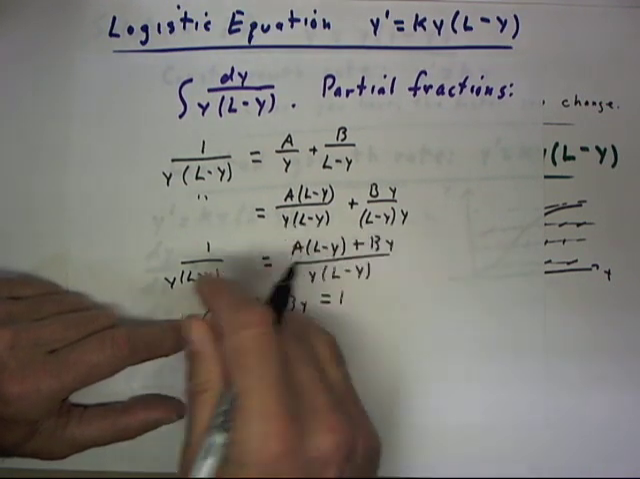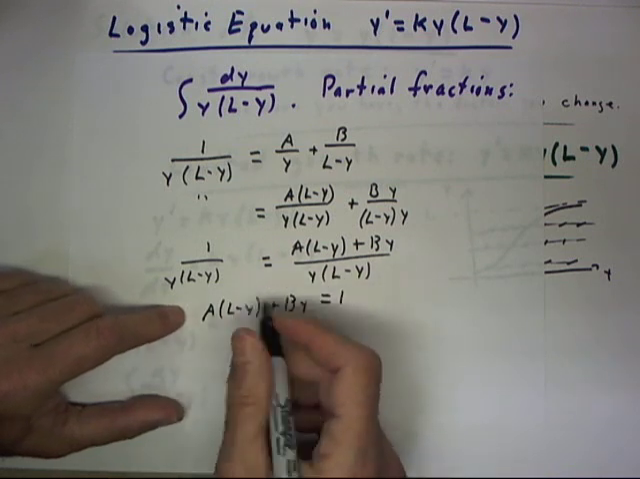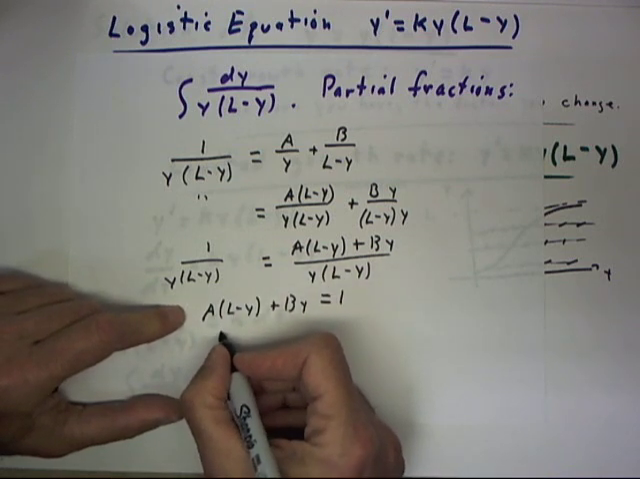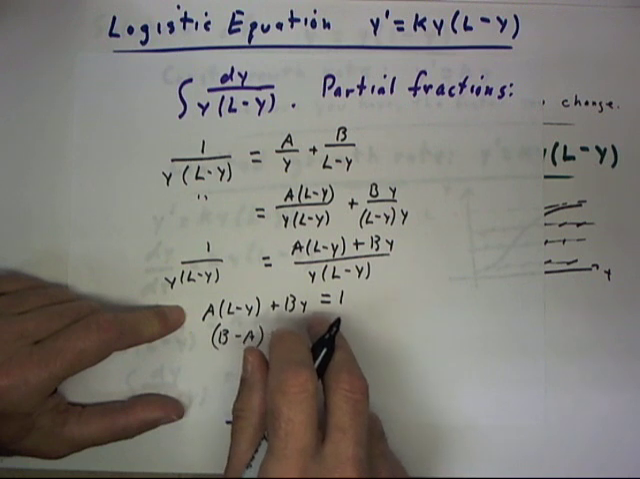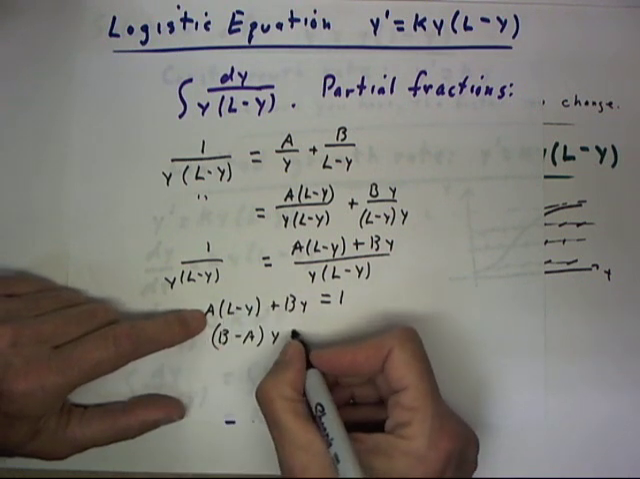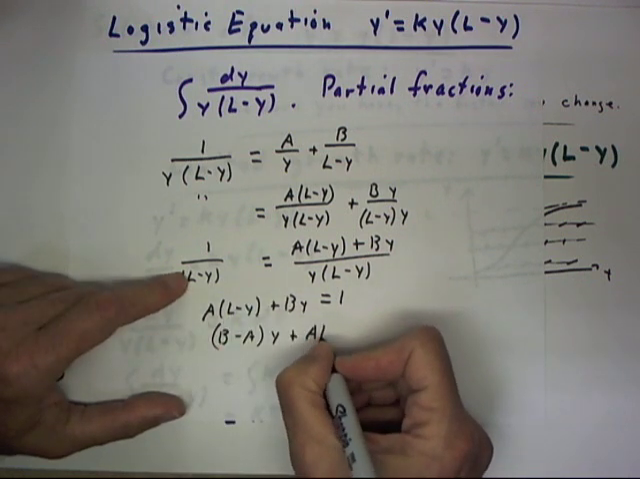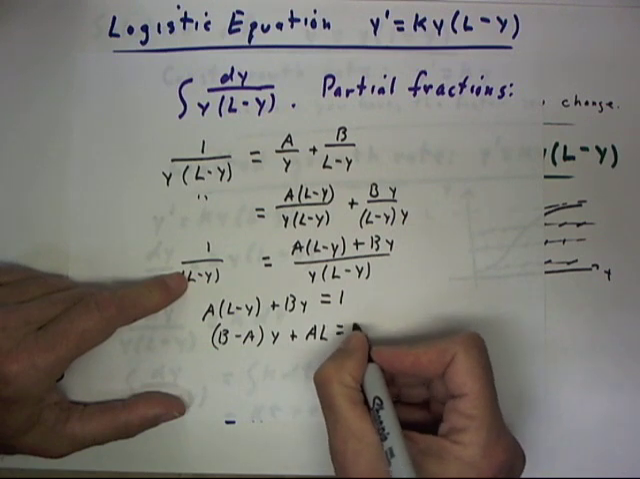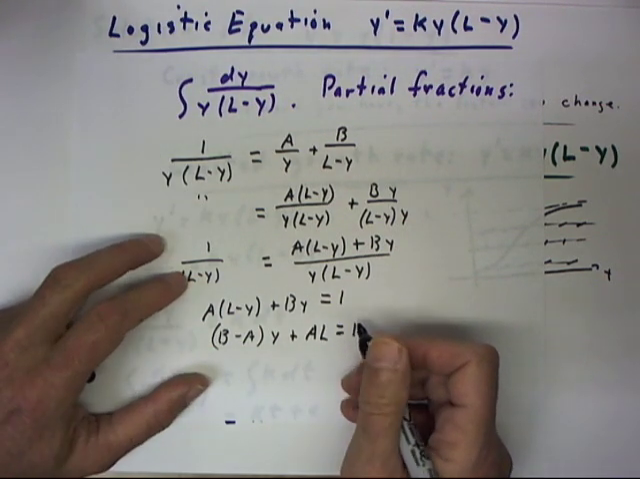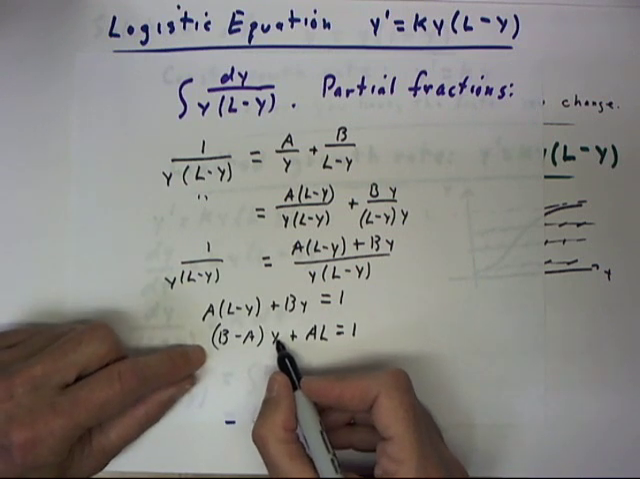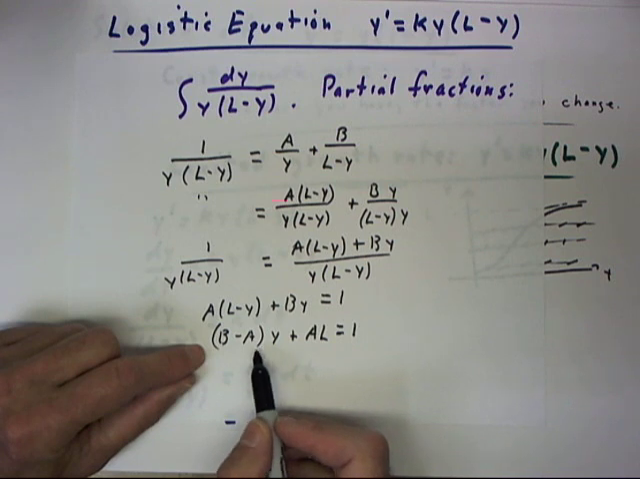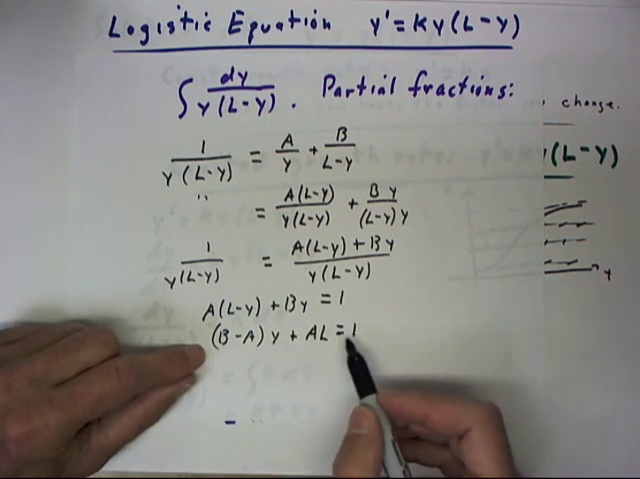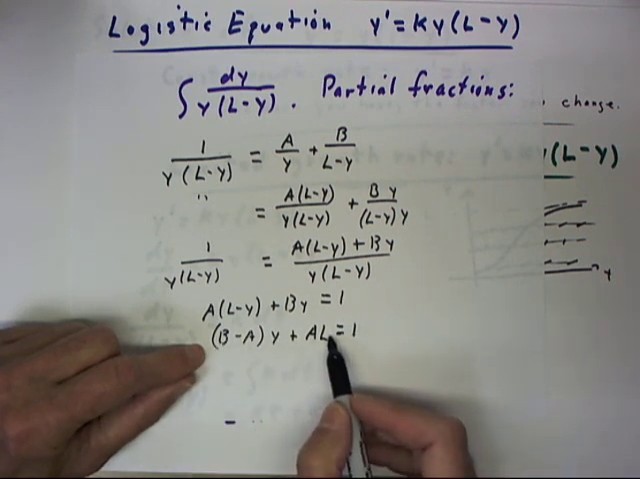If we expand this and collect our terms, we see that we're going to get (b minus a) times y, from the negative ya and the plus yb here, plus aL equals 1, meaning that since this has to be true for all values of y, b minus a is going to have to be 0. Otherwise, changing our y value would change the value of this expression.